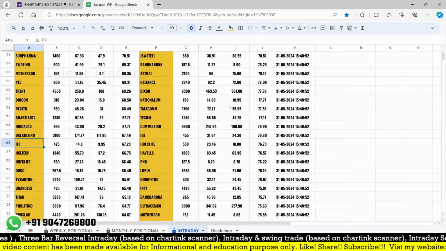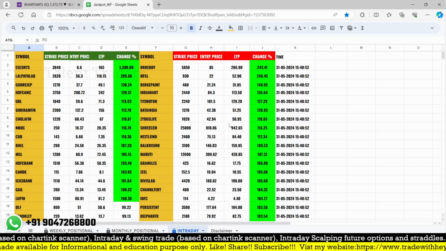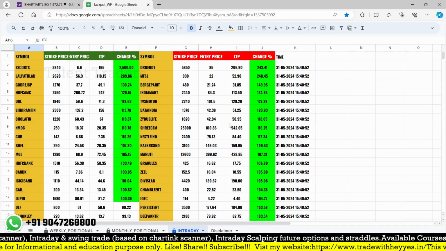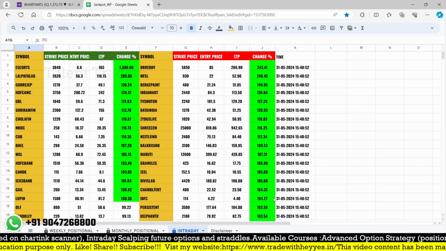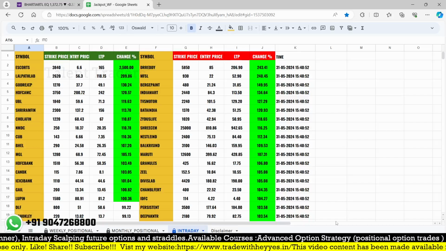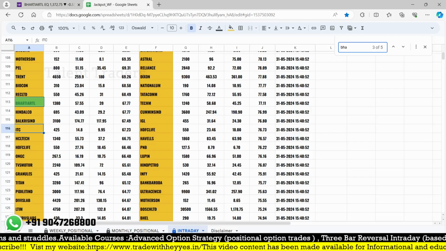So in the same case, in Bharati Airtel, what should be the put strike price? Here we are looking for an R4 breakout in options. Okay, so that you don't get confused: in the stocks, we are looking for an S4 breakdown, but in a put option, we are looking for an R4 breakout. So let me check what is the strike price for Bharati Airtel.